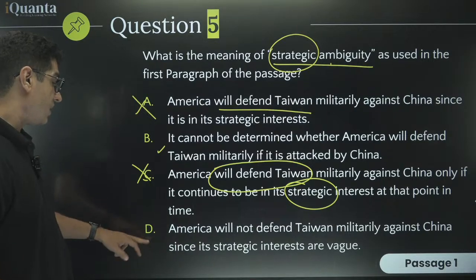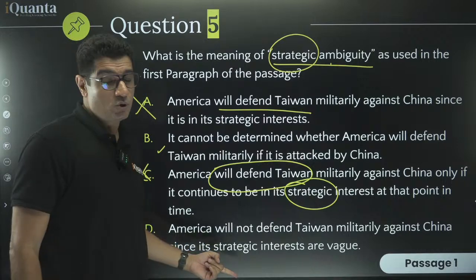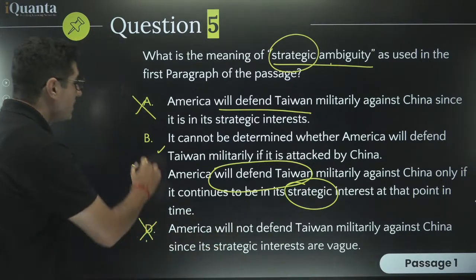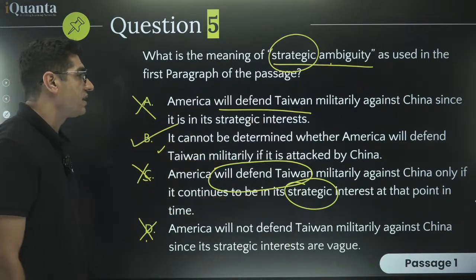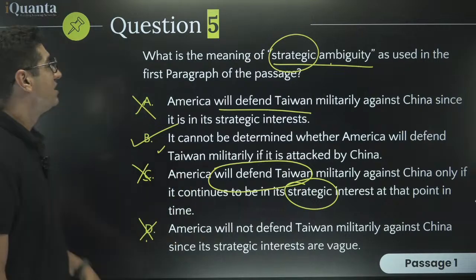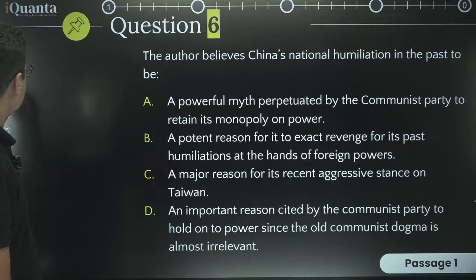Then D, America will not defend Taiwan militarily. Once again, if you know that it will not defend, where is the ambiguity? So even this goes, and that is why our best answer is going to be option B. Right? And here is your next question, starting the timer now.